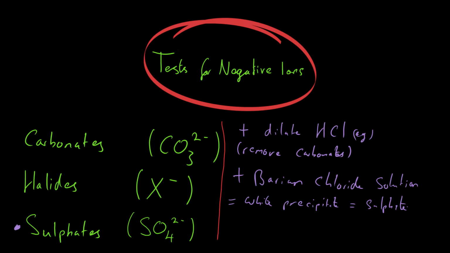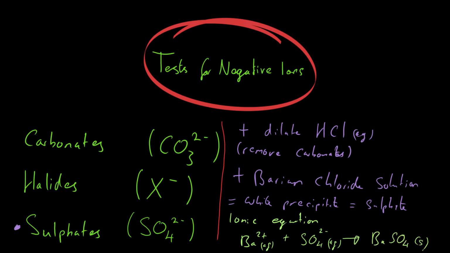So, I'm going to write the ionic equation for that. Ionic equation. And that is going to be our barium ions. So they are 2+. These are in solution, because it was barium chloride solution, plus our sulfate ions. So if we have sulfate ions, this is going to happen. Okay, it will give us barium sulfate as a precipitate, which is therefore a solid. And this is what we see. This is the white precipitate, and that is why we can use the test.